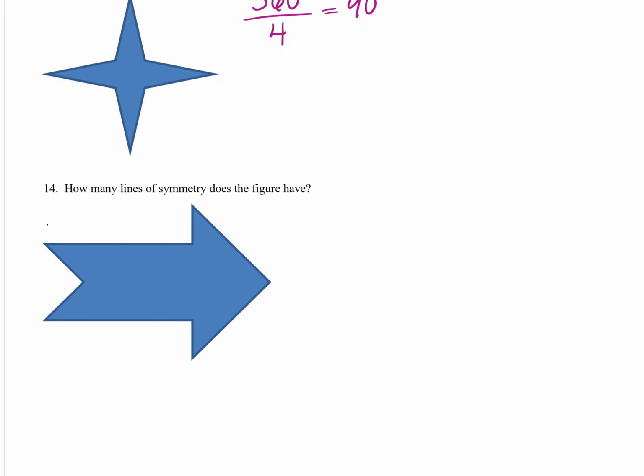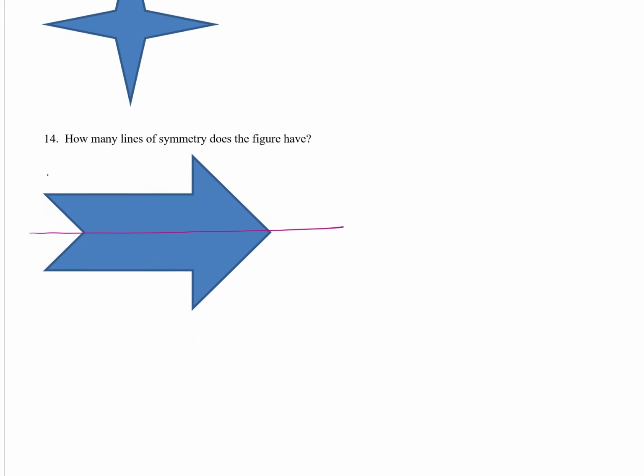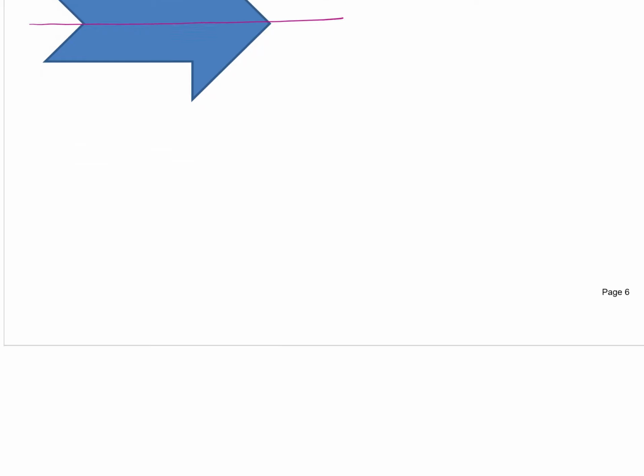Okay, how many lines of symmetry does this figure have? It only has one, and it goes straight through it like that. Any other way, it's going to look different if I try to rotate it or reflect it. And is that it? Wow.